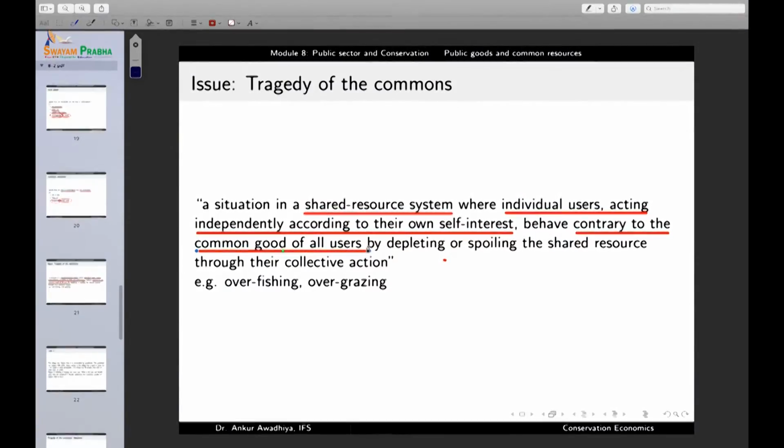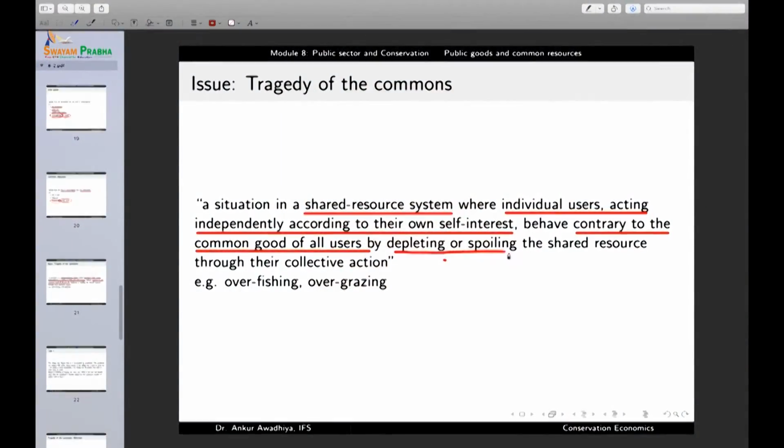So, by acting in their self-interest, they act against the interest of all the users, by depleting or spoiling the shared resource through their collective action. Good examples are overfishing and overgrazing. In the case of overfishing, any individual user, while acting in his own self-interest, would think that I should have more and more fish. I do not care whether these fish are being removed in a sustainable manner or not. The only thing that I care about is how much profit can I make, how many fish can I take out. But when everybody does this, then the whole resource gets depleted.